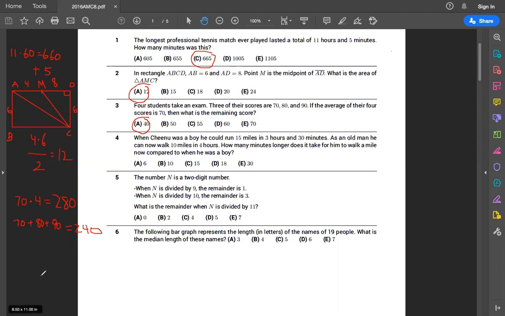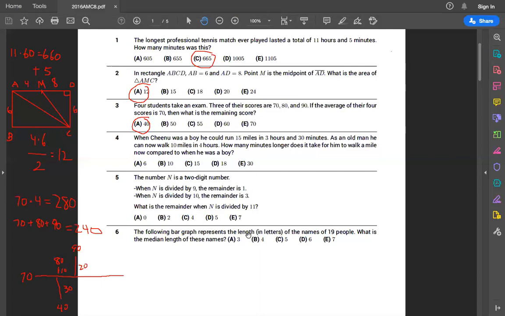Another way we could do this problem is to say 70, because it's the average, is sort of like the flat line. And then we have 80 and 90, where 80 is 10 above the line and 90 is 20 above the line. So to cancel these out, we need a number that is 30 below the line, because there's a combined total of 30 above the line. So 70 minus 30 is 40. It's another way we could have done it. Okay. Question 4.